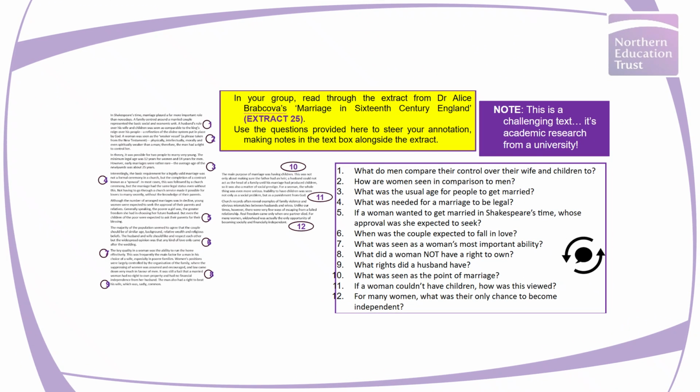They're then given a series of questions, and perhaps this is the most important part of the activity, because it's here where students gain a better understanding of what that relationship would look like at that particular time, but equally begin to think about their expectations for marriage. You've got questions like, what do men compare the control over the wife and children to? If a woman couldn't have children, how was this viewed? What did a woman not have a right to own? Those things get them to understand how that may differ from today's society, but help them to understand why marriage is presented in that way within the play.